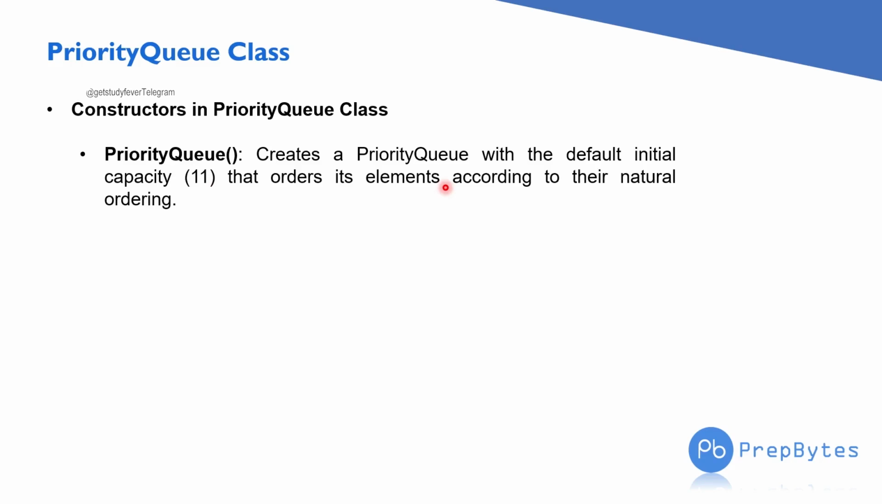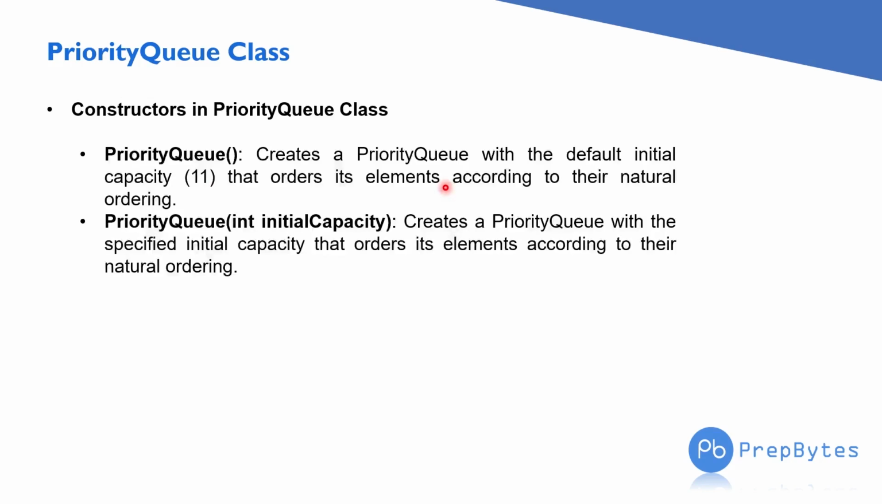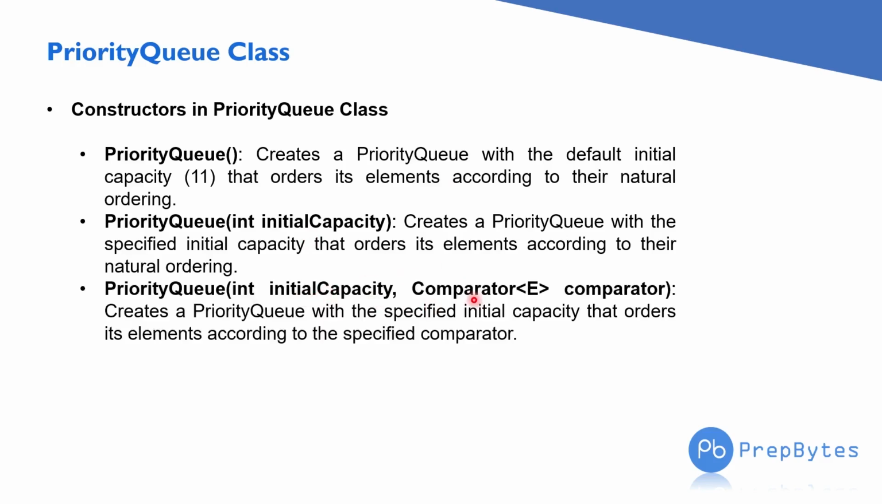So what is natural ordering? It is very simple, I have already told you. For numbers it is ascending, for strings and characters it is alphabetical. Now PriorityQueue with initial capacity: if we know the initial capacity, then we can provide it, and the ordering is still natural ordering. Then initial capacity plus comparator: now we have given the initial capacity, but ordering is not natural, it is customized.